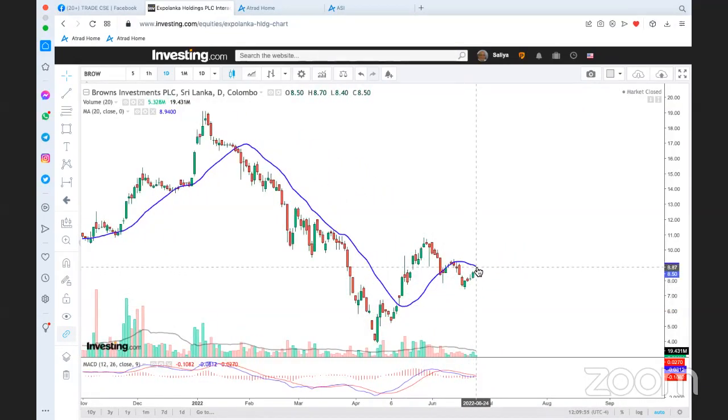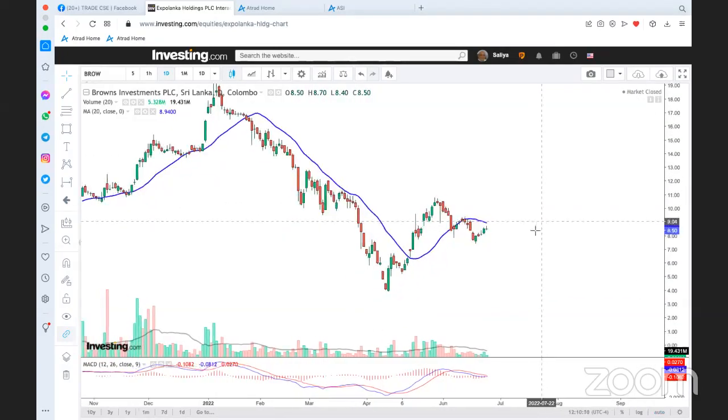So here there is a resistance at 8 rupees and 94 cents. That is almost 9 rupees. So 9 rupees is a resistance. Then the MACD is about to cross. It has not crossed above the signal line, but about to cross, right? So here we have this lower low and this higher high. So we can use that.